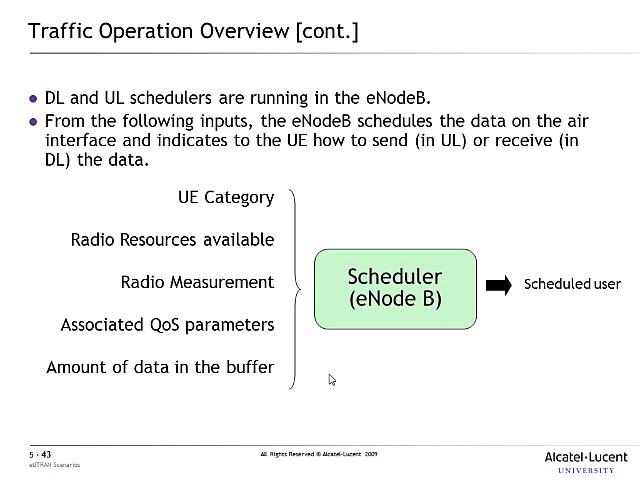So what sort of information does it use? Well, it will use information such as the category of the user, and I'll explain what the category of the user is on the next slide. And you also have to see how many radio resource blocks are available for allocation, what sort of measurements we are getting from the users, and what quality of service parameters are being requested by this particular UE. So based on all this information, we make a scheduling decision.